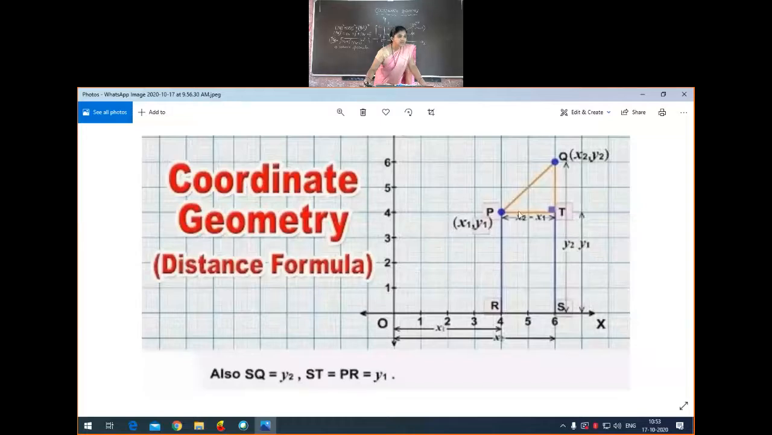So here this PT measurement is x2 minus x1, then the total y2 minus y1 is this one. Then you will get this PQ measurement as square root of (x2 minus x1) whole square plus (y2 minus y1) whole square.